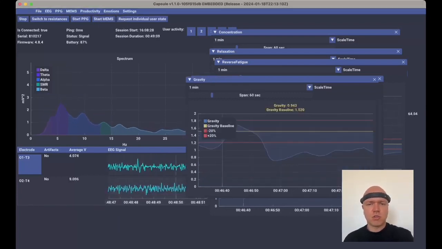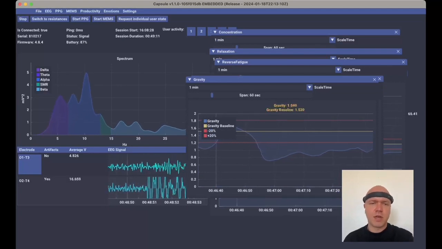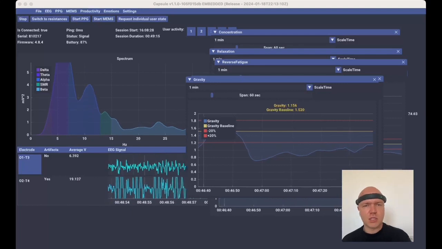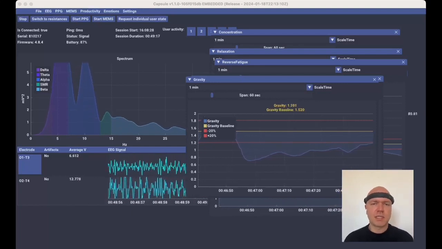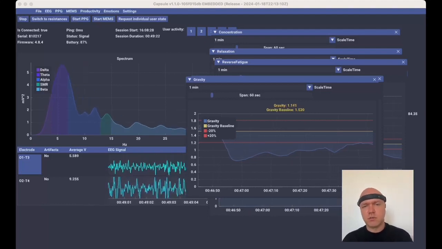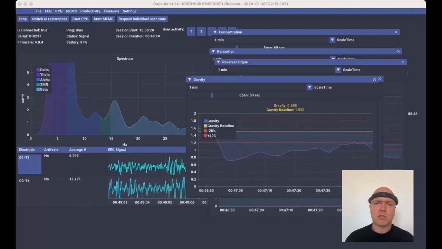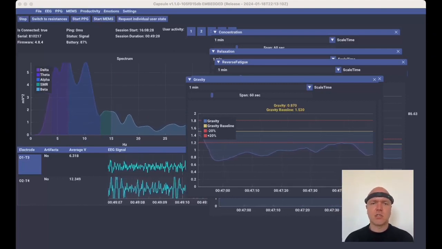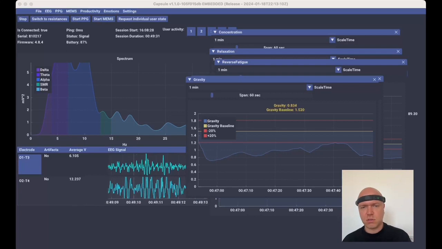Alpha gravity shows changes in your alpha rhythm range. It can indicate a state of constructive relaxation. If alpha gravity is above your baseline, you're in a state of constructive relaxation, and if below, it means that you are not. The productivity index, inverse fatigue, and alpha gravity are interconnected. Essentially, they show whether you're relaxed or focused.